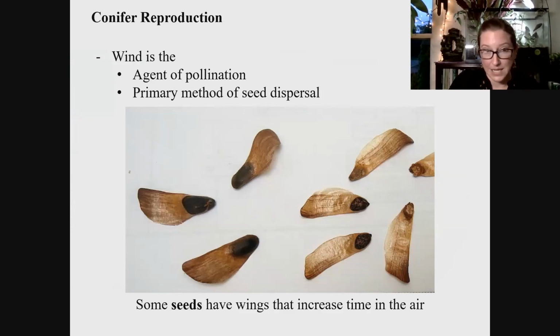These are seeds, and the seeds also get dispersed by wind, and they have a little wing on them that helps with that. So the pollen grains have air bladders, and here is a seed. So this would have been an ovule that has now been fertilized. And when it's ready, it actually has a little wing, which helps it fly away from the tree.